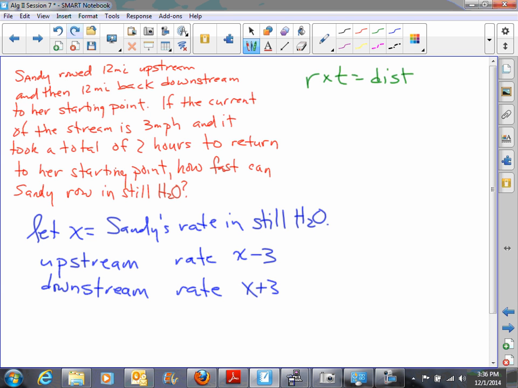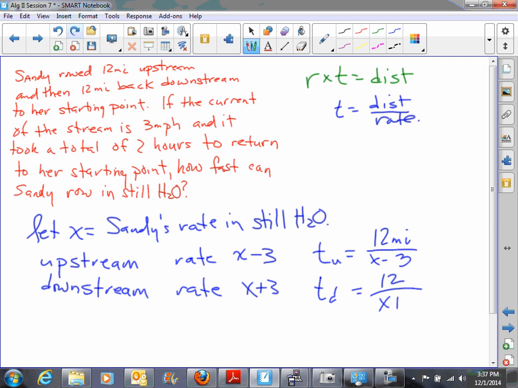Now, we could express the time that it takes to get upstream, because if we have rate times time equal to distance, time is equal to distance divided by rate. And we're going to use that. So her time up, I'm going to use T sub u, is going to be the distance, which is 12 miles, divided by her rate up, which is x minus 3. And her time coming back downstream, T sub d, is going to be, again, the distance going downstream, 12 miles, divided by the rate downstream, which is x plus 3.